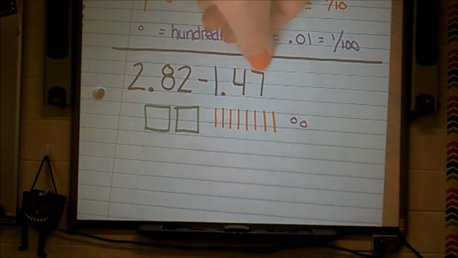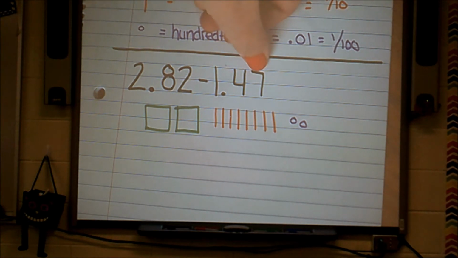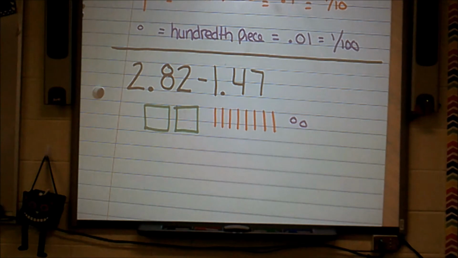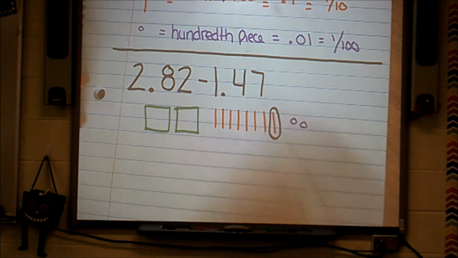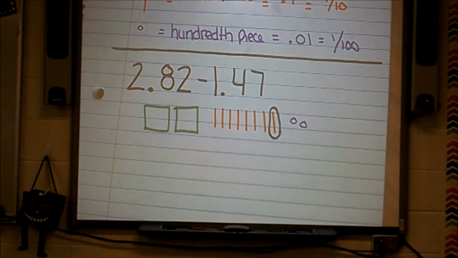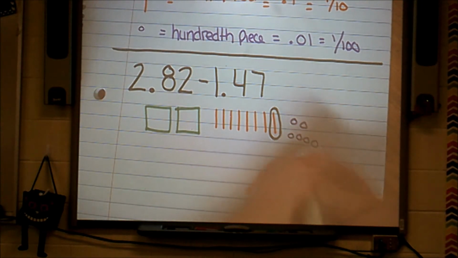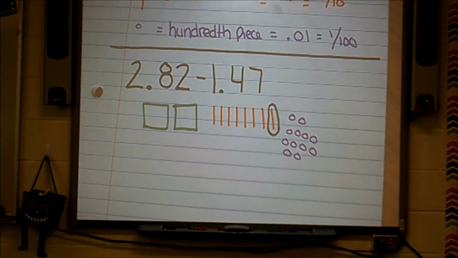So I'm going to start from the back. And I'm going to subtract 7 cents. But wait, I don't have 7 cents. I only have 2 cents. So just like if this was a standard algorithm problem, I have to regroup. So I'm going to take this tenth rod and I'm going to split it up into 10 hundredth pieces. Now I have 12 hundredth pieces, which means I can cross out 7 of them.